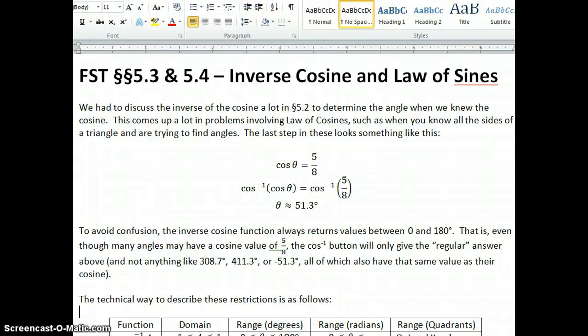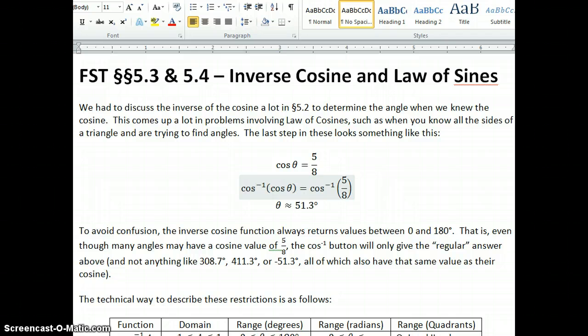5-3 is about the inverse cosine function. Now, we've been using the inverse cosine function already because we were doing law of cosines, and a lot of those problems ended with you having the cosine of the angle and trying to find the angle itself. For that, you just put inverse cosine in your calculator, and inverse cosine of the cosine you know gives you the angle at hand.